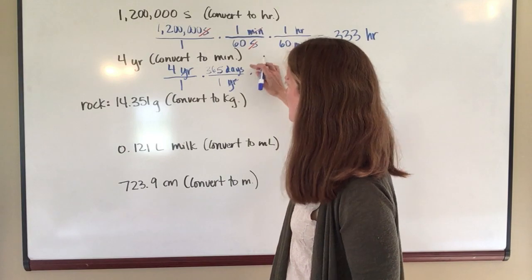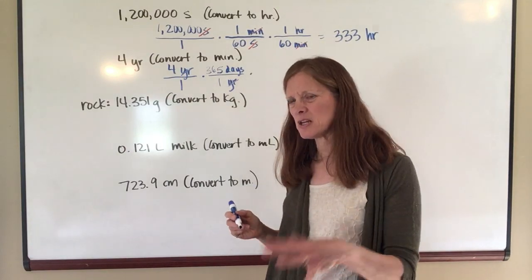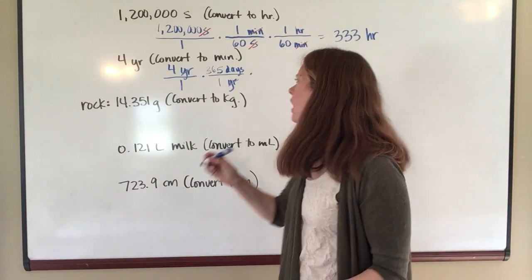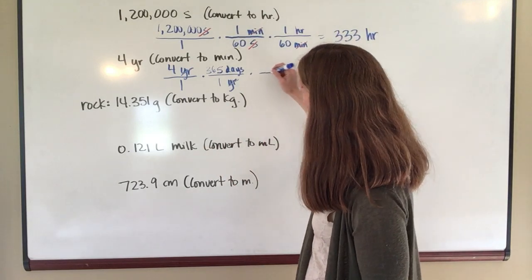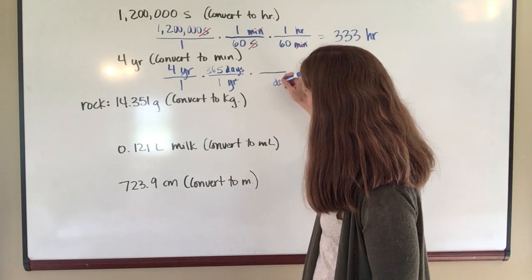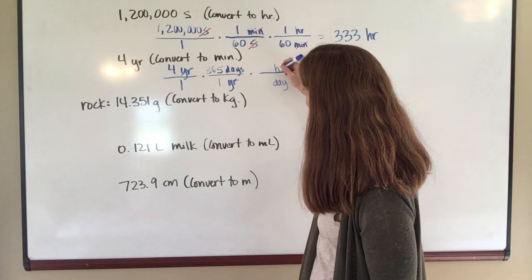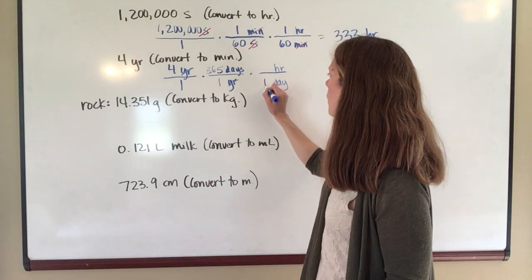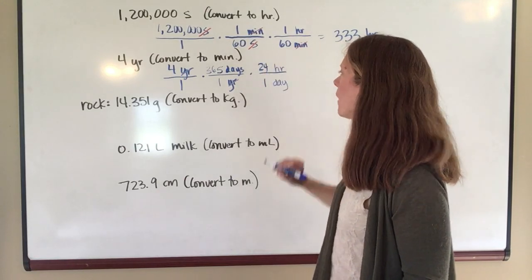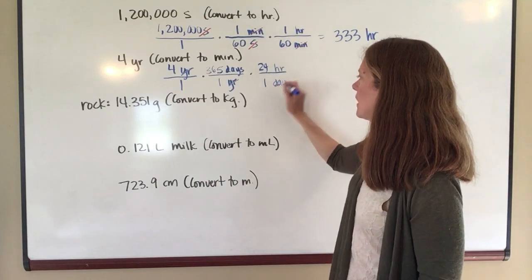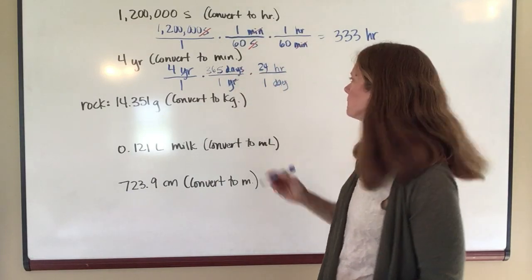Okay, now I've got to get smaller. I'm not to minutes yet. Do I know how many minutes are in a day? No, but I do know days and hours. So if I know days here and hours up here, in 1 day there are 24 hours. Both of these are the same. So my days will cancel out.